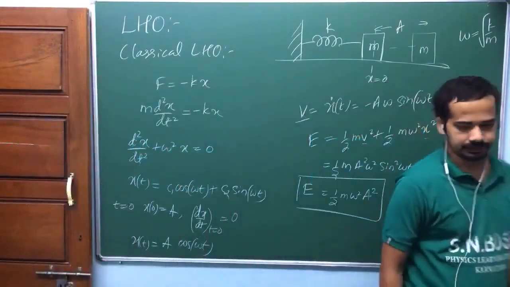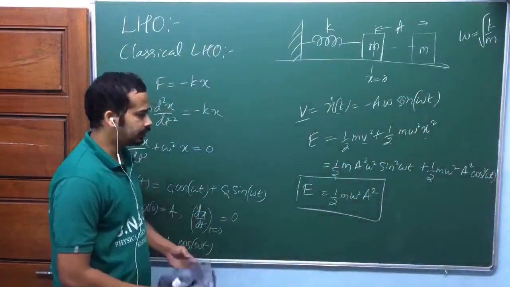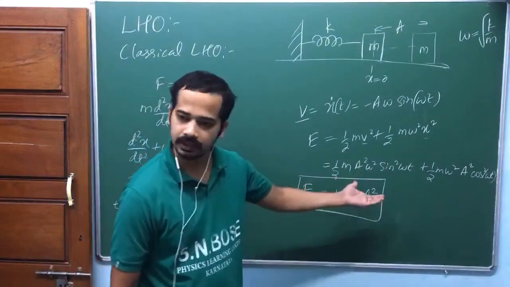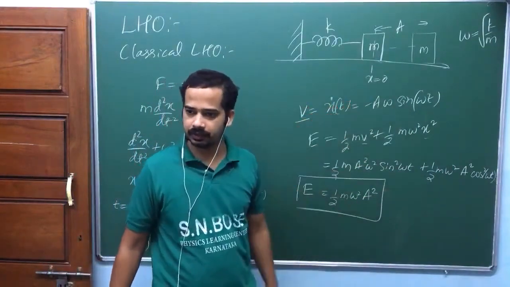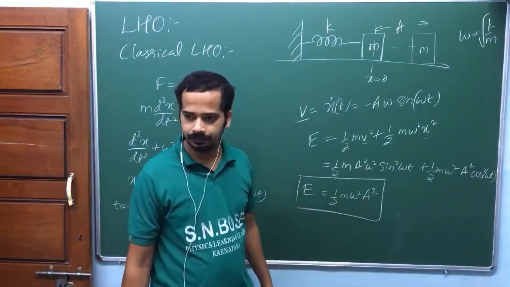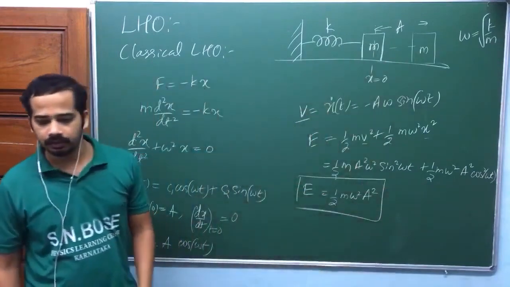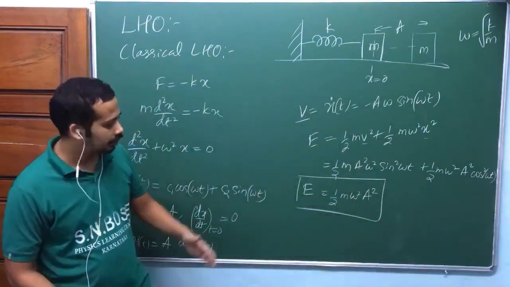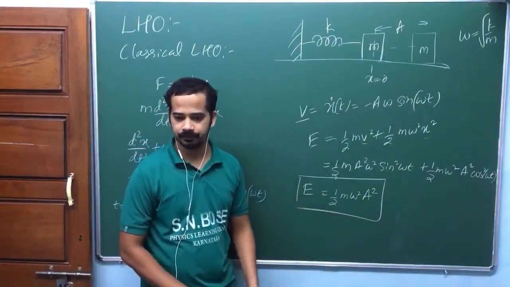Now observe this one. What happens in the classical case? Classically, energy can be any value. Energy can be 0 also. You can keep the particle, this mass, at rest. You can put 0 amplitude. You can have any possible amplitude. You can have a continuous range of energy. Am I right? A can be any value here.